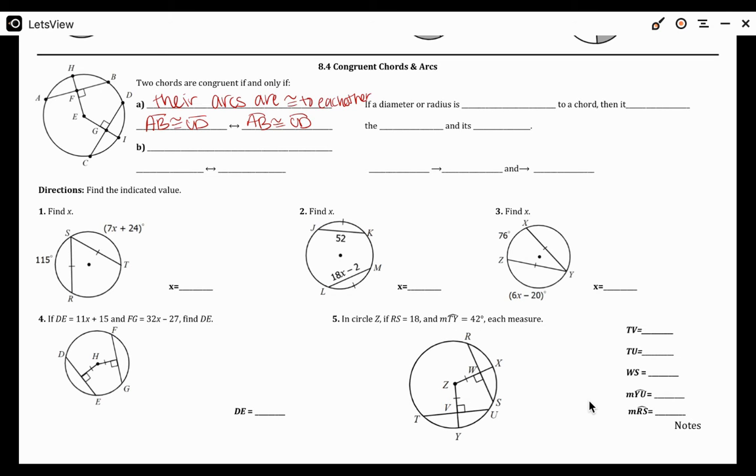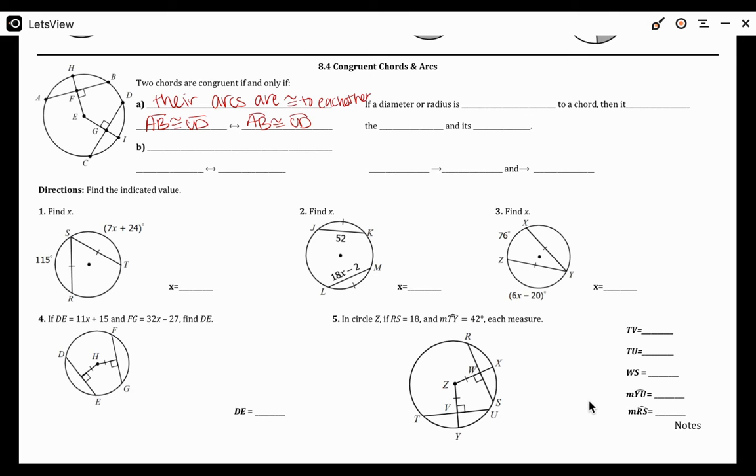Okay, so these are our two chords. Remember, a chord goes from one point on the circle to another point on the circle. So here's two chords, so we know that if these are congruent, their arcs are as well. Okay, and it goes vice versa. So if you know the arcs are congruent, then you know the chords are congruent.